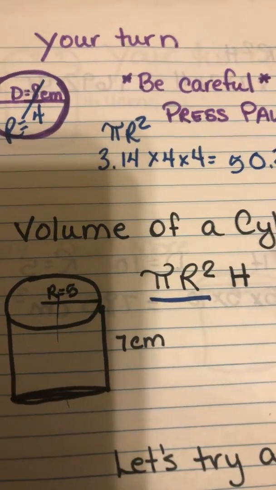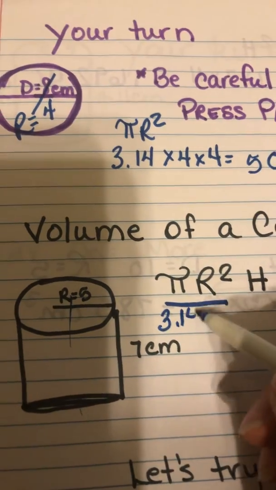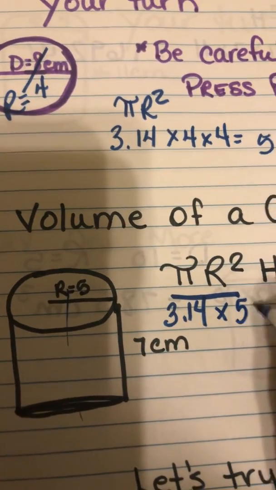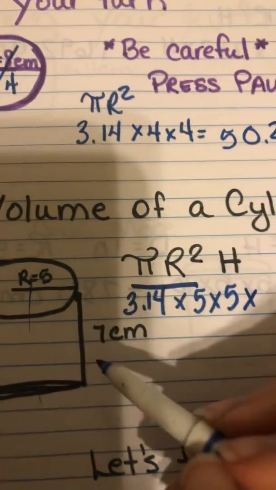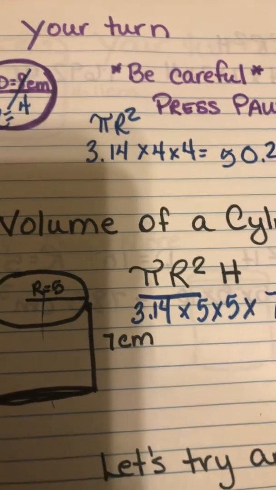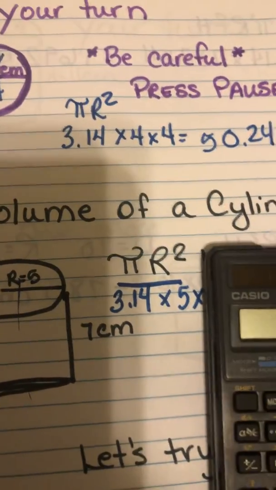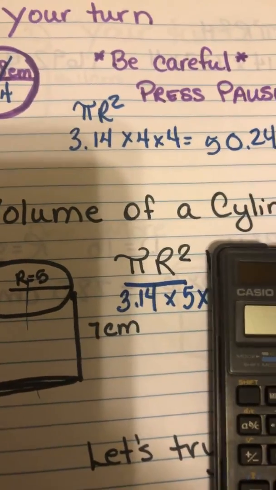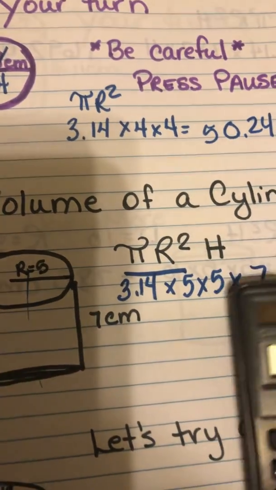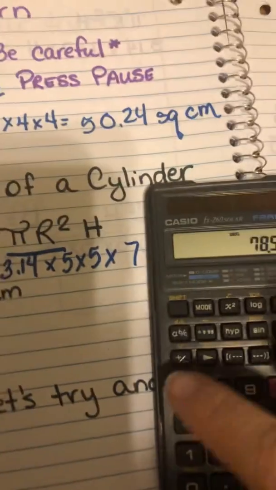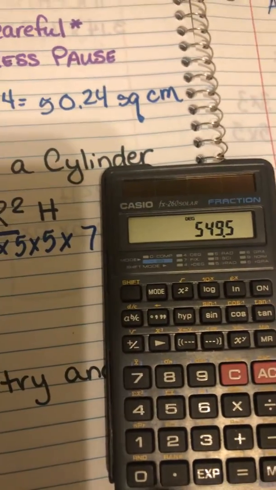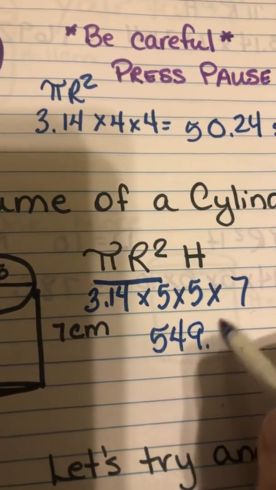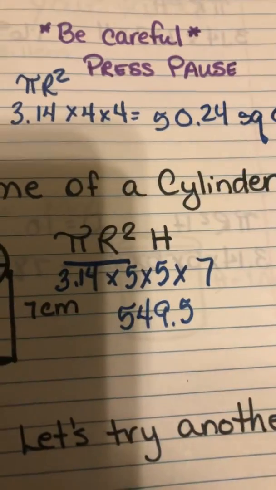So let's go ahead and set this one up. Pi, we know, is 3.14. R squared, I see that my r is 5, my radius. I'm going to put 5 twice in my calculator. And then my height is 7. So in my calculator, I'm going to say 3.14 times 5 times 5, or I can say 3.14 times 25. And then I just need to times it by my height, which is 7. And when I do that, I get 549.5. So my volume is 549.5. Volume is always done in cubics.